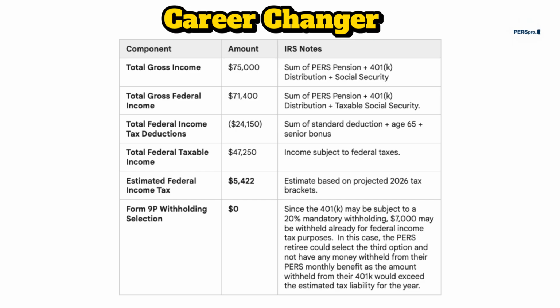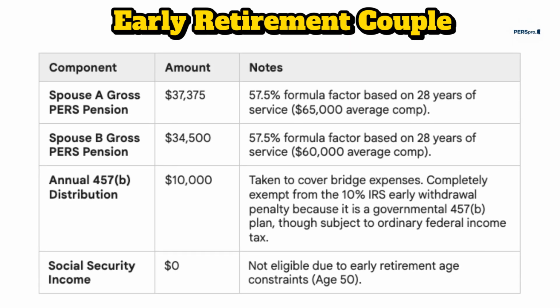Since that $7,000 withheld completely wipes out the anticipated $5,422 tax bill, the retiree can strategically check option 3 on Form 9P and choose to have nothing withheld for federal income tax purposes from their PERS pension. This prevents over-withholding and giving the federal government an interest-free loan until the retiree files their annual tax return and gets their refund. Our second example, the early retirement couple.